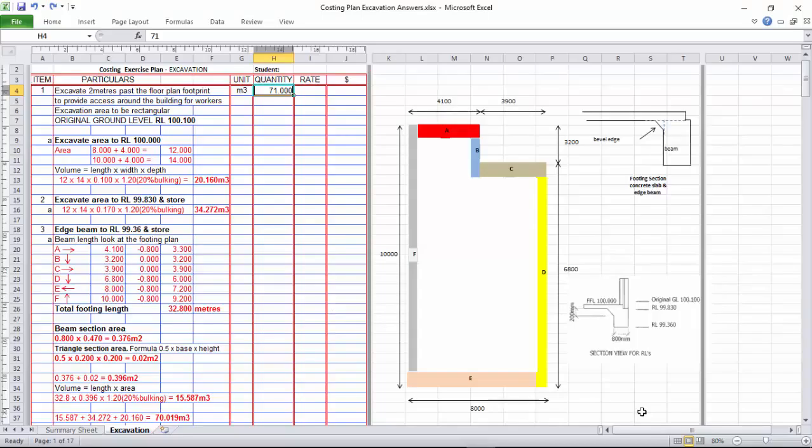Okay, thank you. Try and use that set out. You don't need to use red and black. Try and keep your work neat. Good luck.